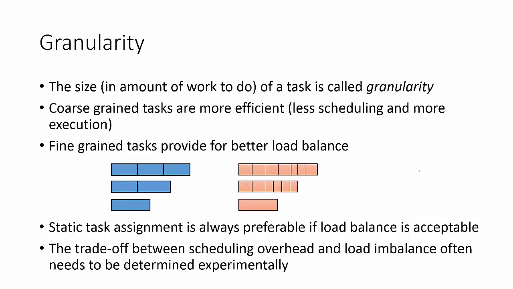To the left, you see some blue tasks that are poorly load balanced. You can do some load balancing here, but it's still unbalanced. If you break it up into finer tasks, like in the red part to the right, it's easier to achieve a balanced load here. If you can, it's always better to do static task assignment if you get a decent load balance. And the trade-off between scheduling overhead and load imbalance is not a good, easy one.